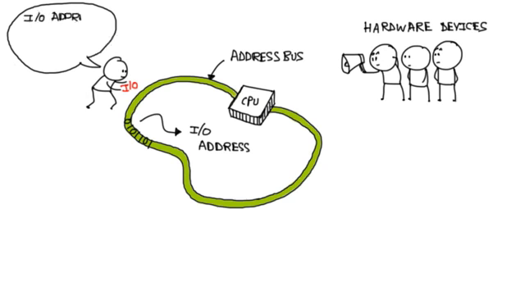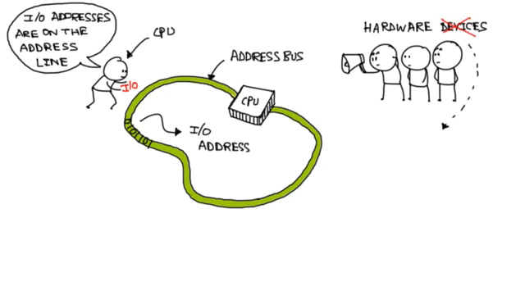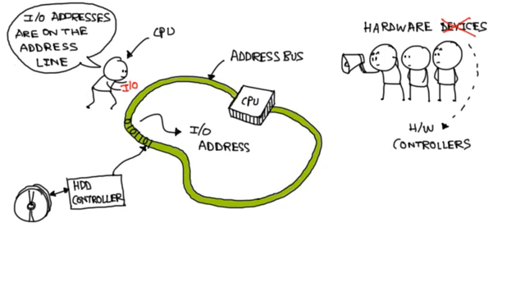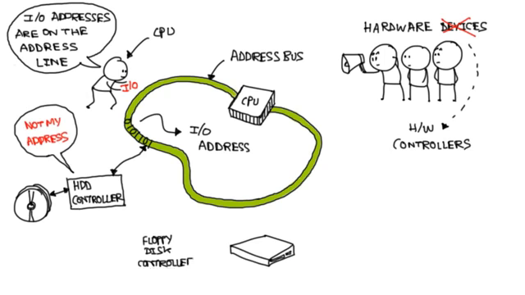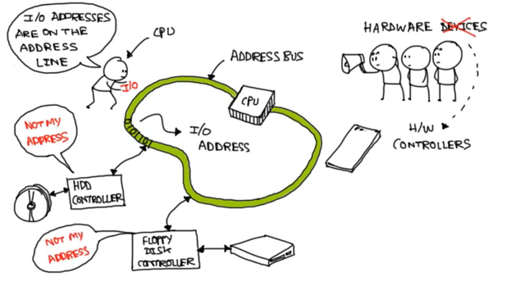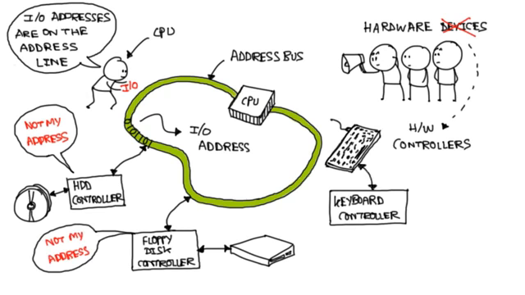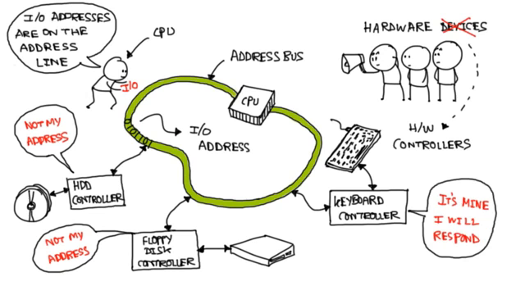Once the address is placed, the CPU announces input-output addresses are on the address line. Now all input-output controllers listen for their address. Hard drive controller says, not my address. Floppy disk controller says, not my address. But keyboard controller says, it's mine, I will respond. Input-output address lines on a bus work much like an old telephone party line. All devices hear the addresses, but only one responds.